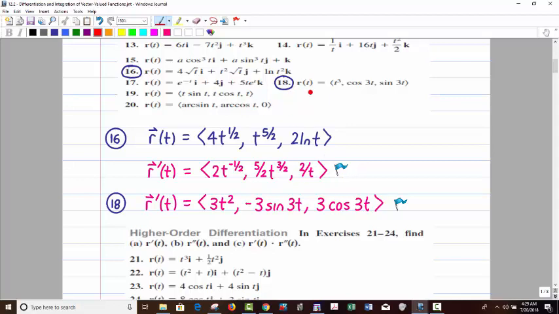And now the next one, number 18. It's t cubed, cosine of 3t, sine of 3t. So the derivative of t cubed would be 3t squared. And don't forget the chain rule. The derivative of cosine of 3t is not just negative sine of 3t, it's negative 3 sine of 3t. And the same thing goes for the chain rule on this one. You have to take the derivative of 3t in both cases, which gives you a 3. So the derivative of sine of 3t would be 3 cos of 3t. And there's your vector.